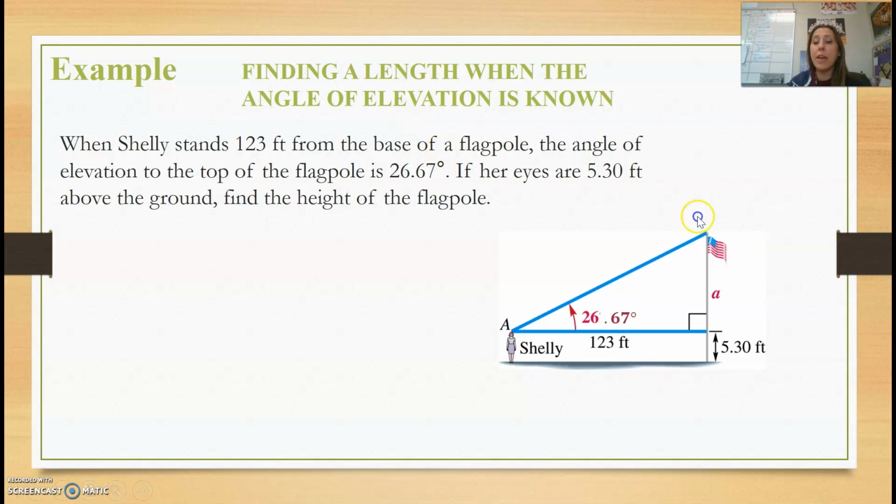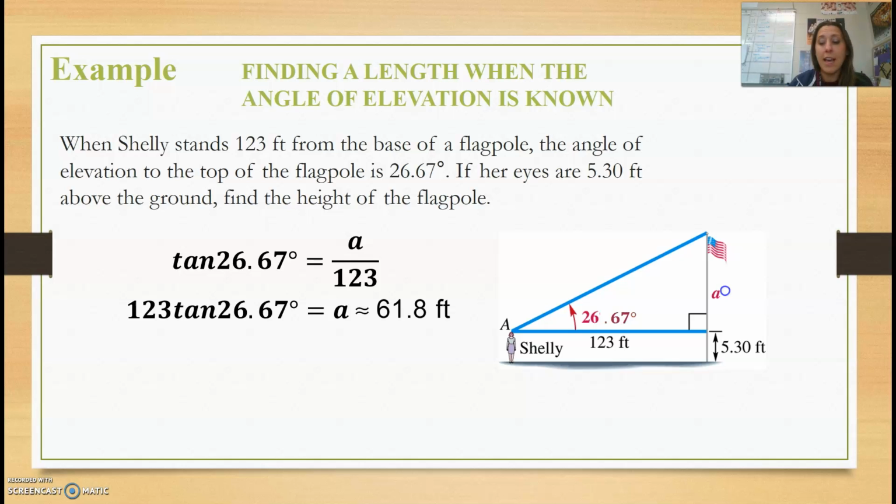Okay, so now we have our picture. We're looking at this triangle right here. This is a parallel line to the ground. So what we want to do is, I have this angle and I have the adjacent side, and I'm looking for the opposite side. So I have an adjacent and an opposite. What am I going to use? I'm going to use tangent again. And I'm going to solve it by multiplying by 123 on both sides. And then I end up with about 61.8 feet.